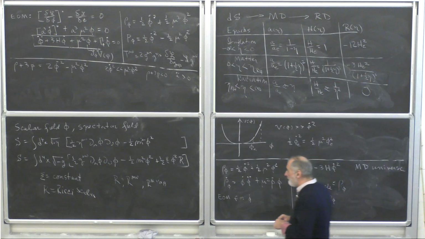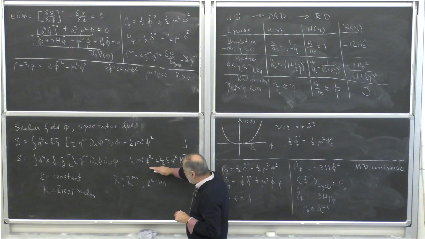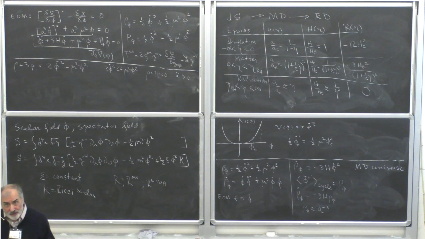So let's take a break for coffee and come back as soon as the long line for the coffee ends. And we will start with this action in curved space, convert it to the Friedmann-Robertson-Walker metric, and then we're going to quantize it. That'll be a lot of fun. Expand it in Fourier modes in terms of creation and annihilation operators. All these things we learn to love when we study quantum field theory.